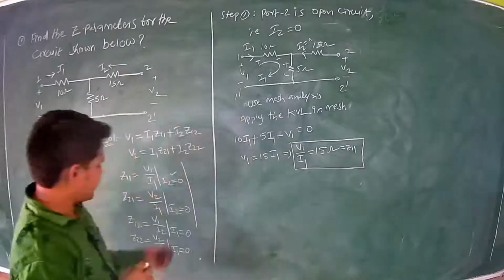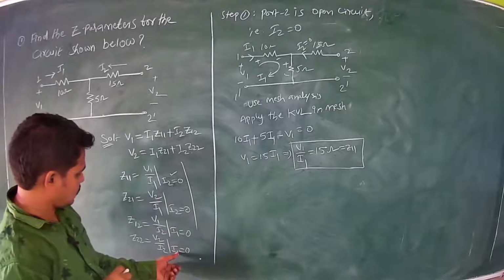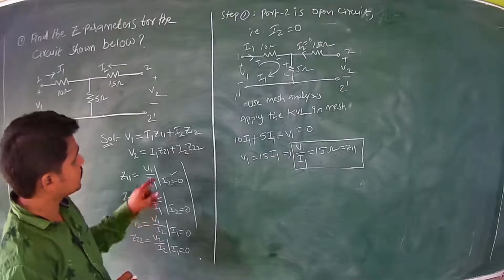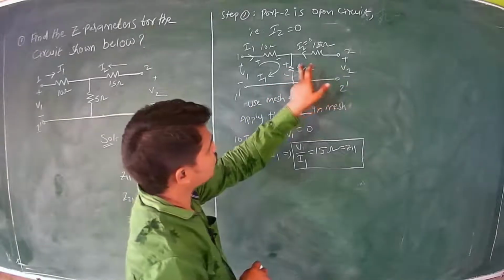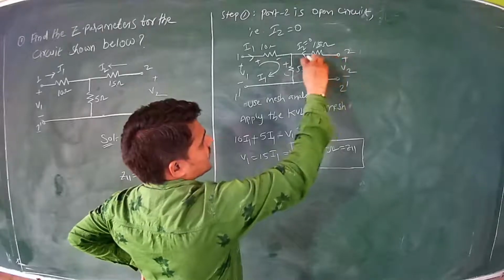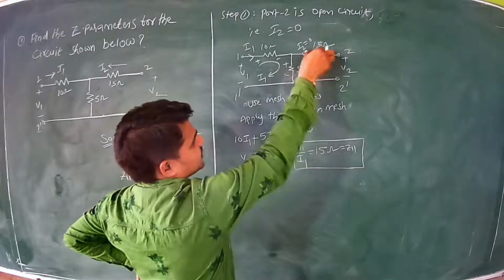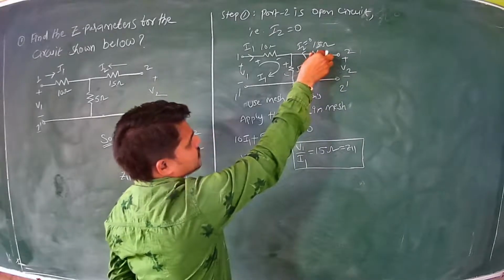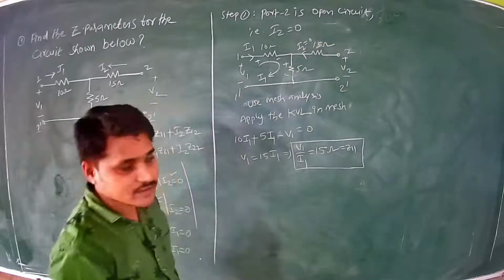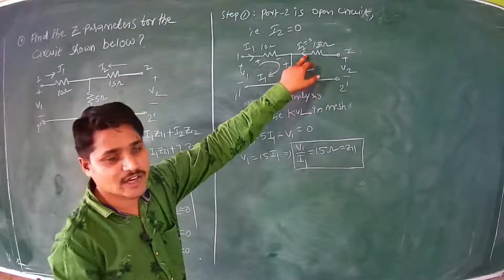Next, with I2 equal to 0 you will also get Z21, that is V2 by I1. So we have to find this V2. The voltage across V2 is nothing but the voltage across this 5 ohm resistor, because the current flowing through this element is 0, so the voltage across this 15 ohm is also 0. Therefore this resistor is a redundant value.